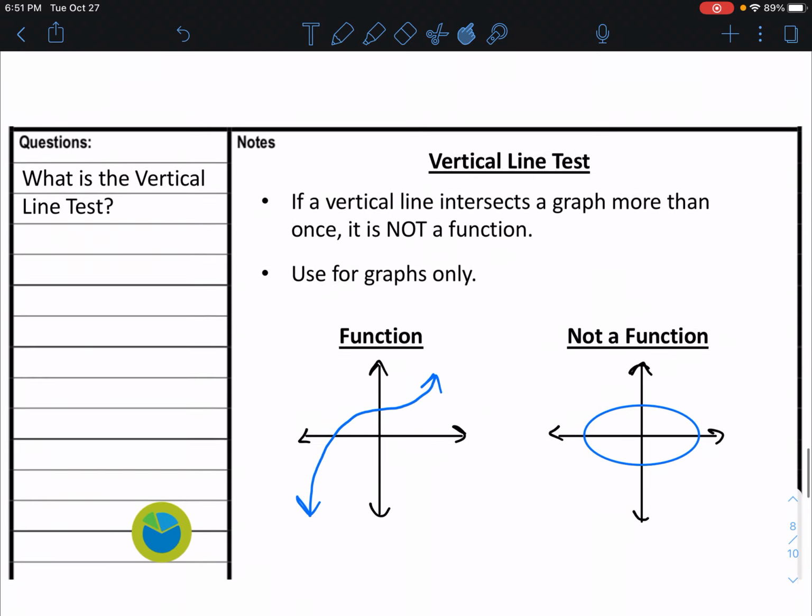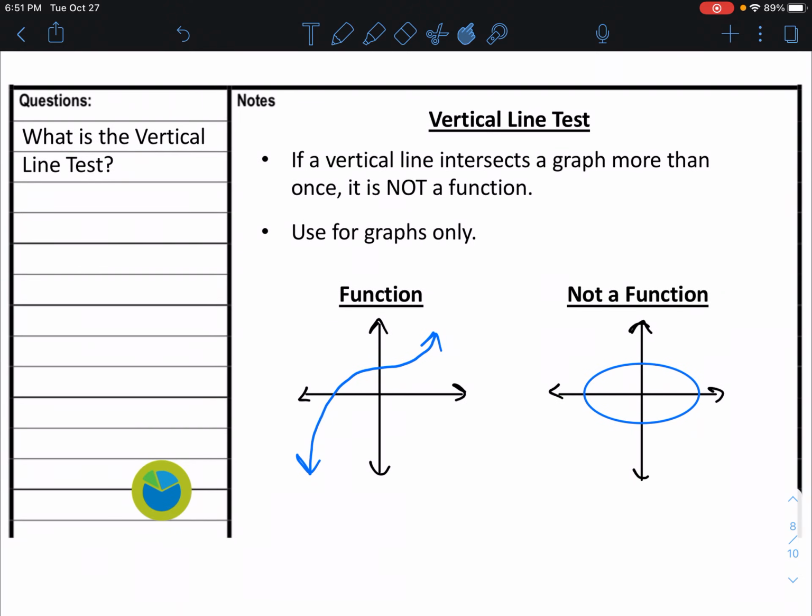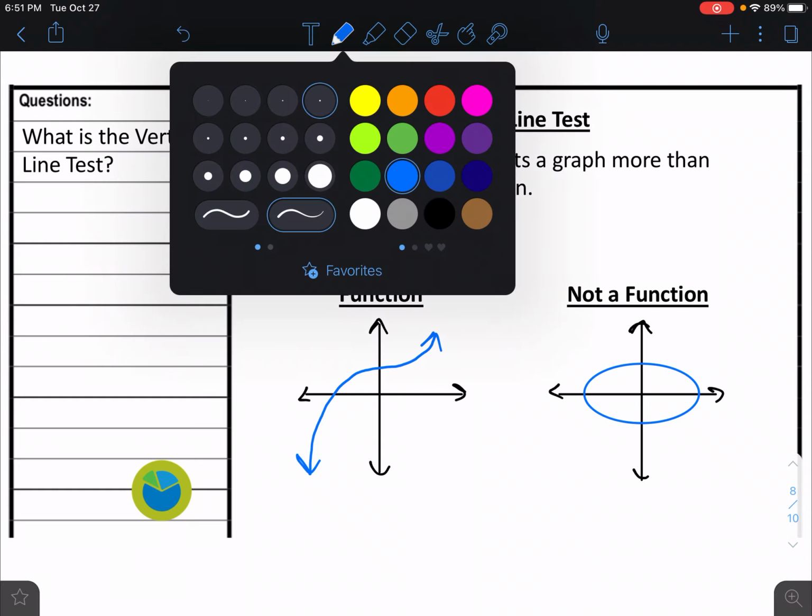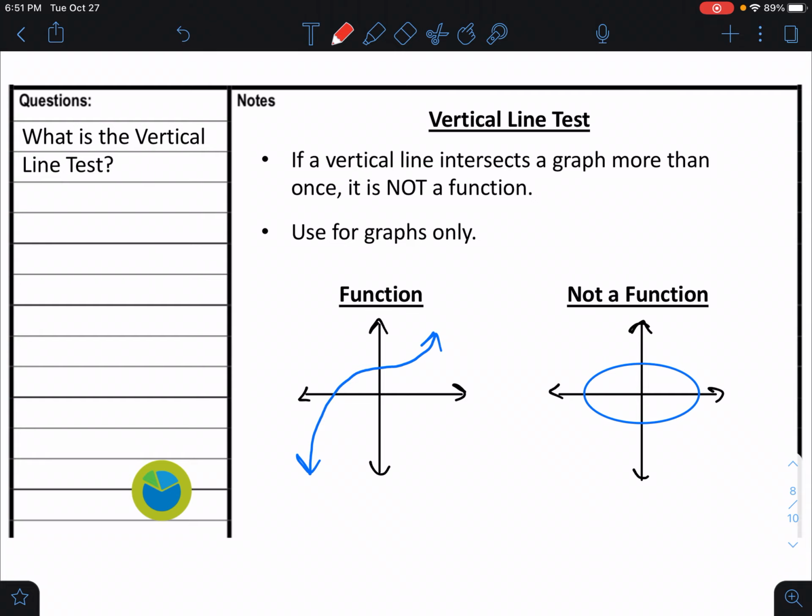Okay, and then lastly, how do we tell from a graph? Well, from a graph, we use the vertical line test. So we draw a vertical line. If the vertical line intersects the graph more than once, it's not a function. Otherwise, it's okay. So this is only used for graphs. I'll use a vertical line, draw.